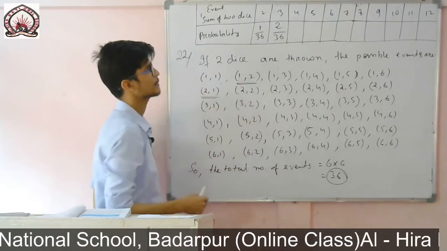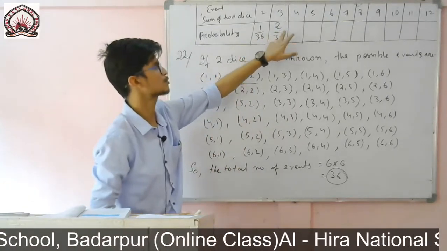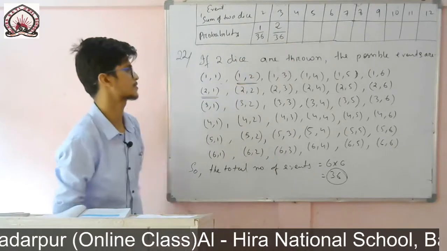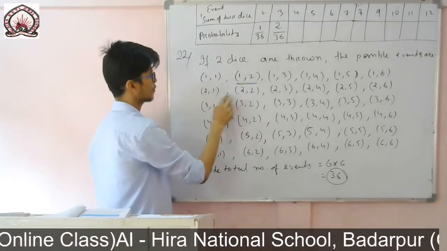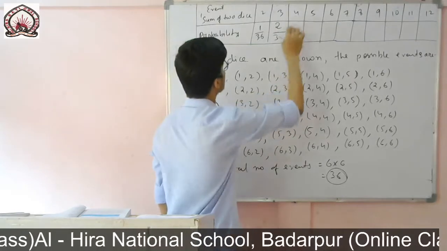Only 2 events I am getting. So favorable outcome it is 2 divided by 36. So now I will go for this next one, event of sum 4.